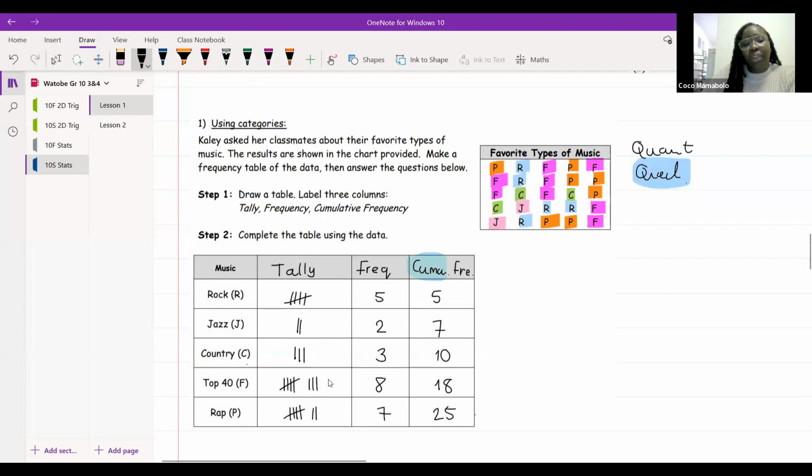Give me a thumbs up if the difference between frequency and cumulative frequency makes sense. Are we all okay with this?